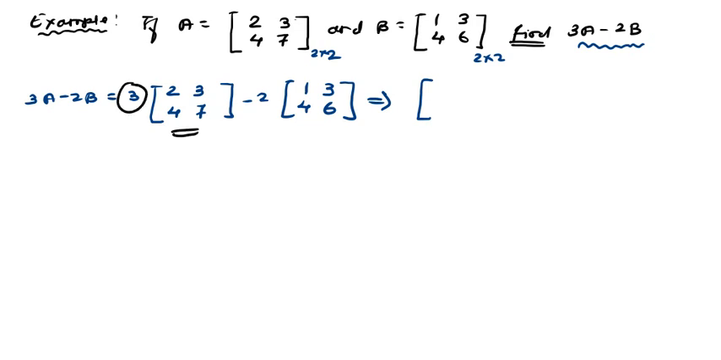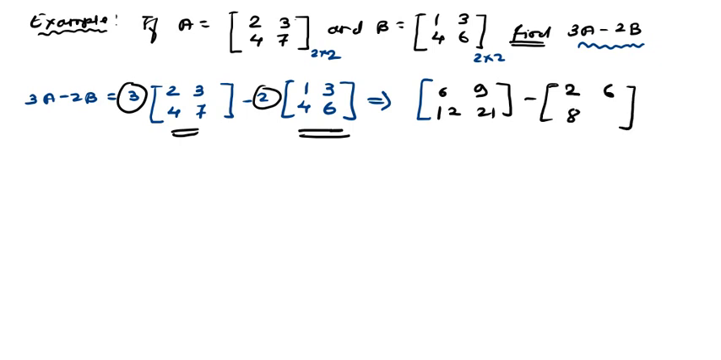So this will be 3 into 2, 6, 3 into 3, 9, 3 into 4, 12, 3 into 7, 21, minus, again multiply this matrix by this scalar 2. So 2 into 1 is 2, 2 into 3 is 6, 2 into 4 is 8, 2 into 6 is 12. So take the subtraction, means subtract the corresponding elements. So this will be 6 minus 2, 9 minus 6, 12 minus 8, and 21 minus 12.